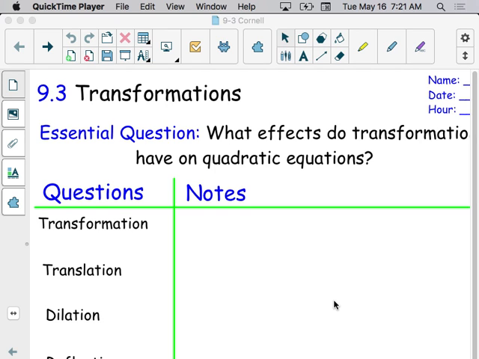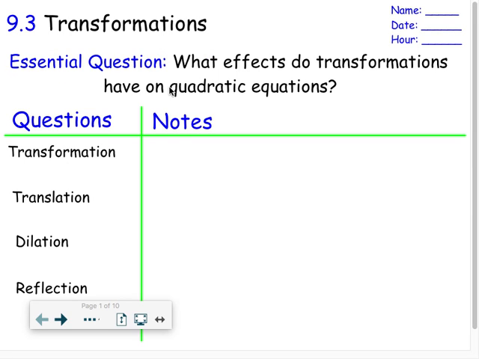Lesson 9.3, Transformations. Our essential question is, what effects do transformations have on quadratic equations? The transformations that we're focused on are translations, dilations, and reflections.